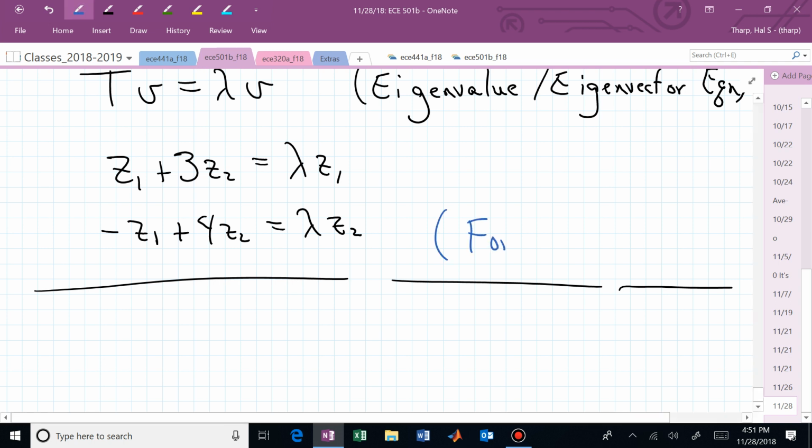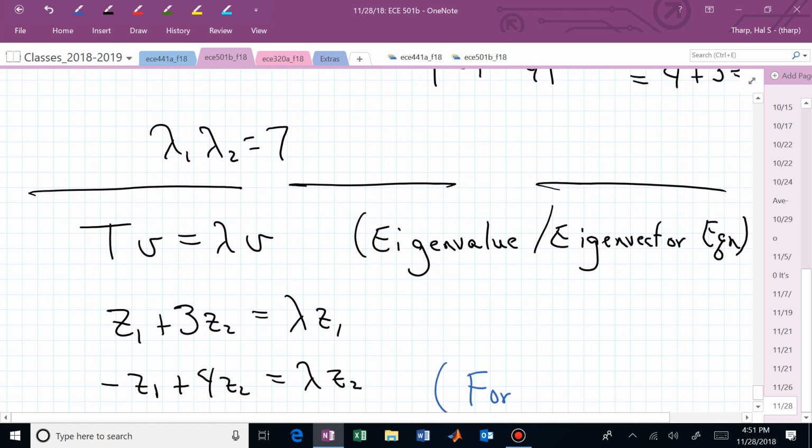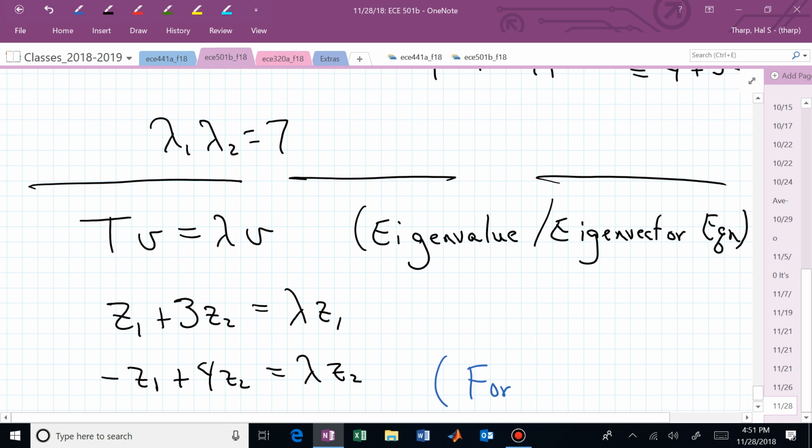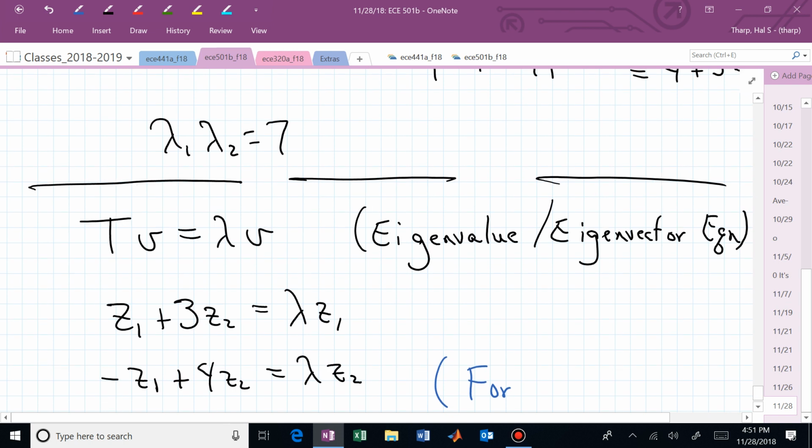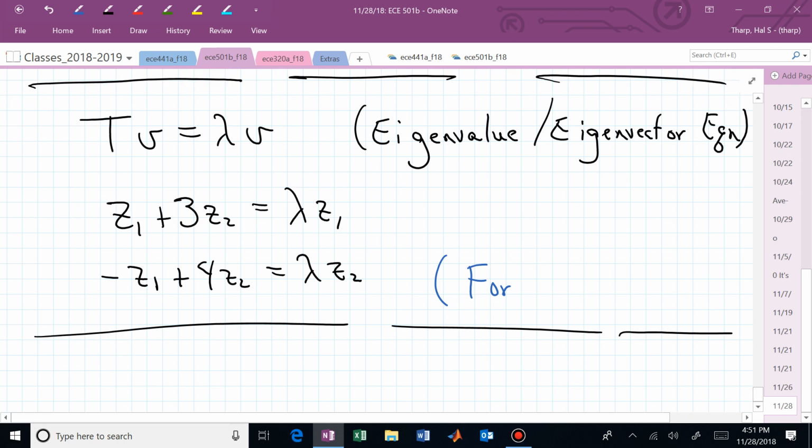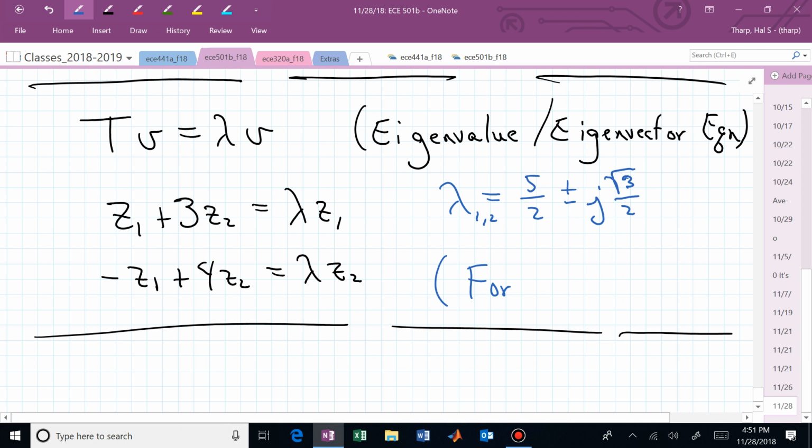Is it 2.5 plus or minus square root of 3j? The eigenvalues are actually complex. So now if you compute this, if my math was correct, you could say that lambda sub 1, lambda sub 2 was equal to 5 over 2 plus and minus j square root of 3 over 2. Those are the eigenvalues.